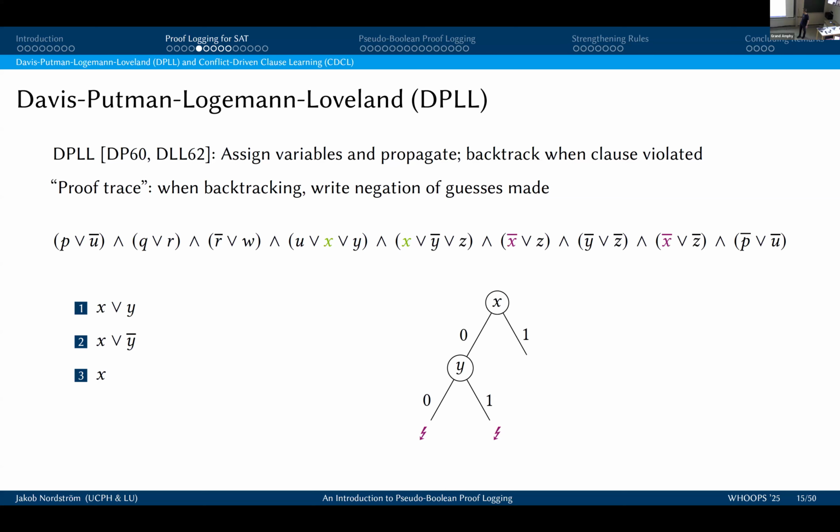Now if I try to set X to true instead, this clause over here will propagate Z to true, but then this clause is again unhappy. So setting X to true also didn't work. Now I've tried both values for X and I can conclude that the formula is unsatisfiable. This sequence of backtracking clauses is like a trace of my search.